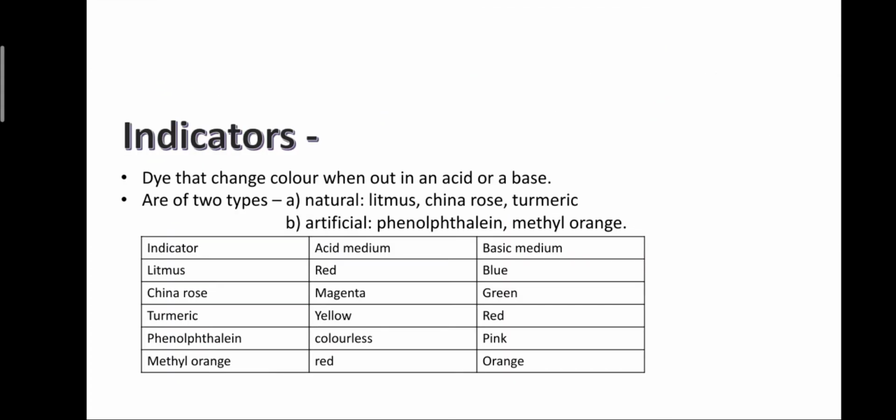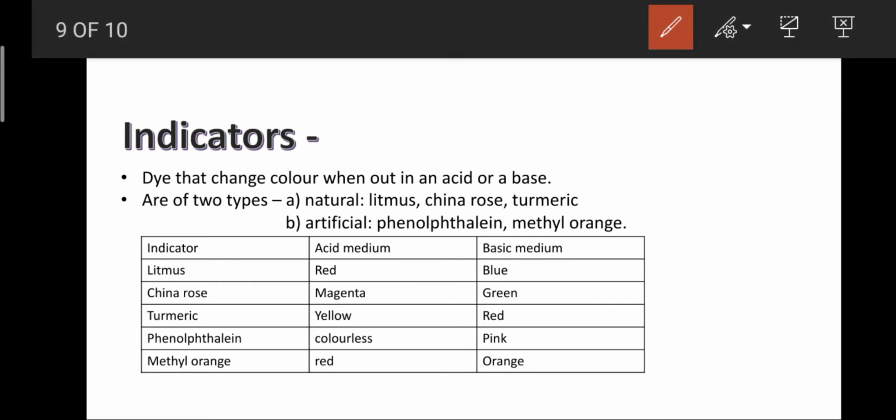Coming further, now we know what acids, bases and salts are, but how will we find out whether we have an acid or a base? We do this generally with the help of their pH, but we can't always carry a pH meter with us. So this is done by indicators. These indicators are dyes or colors. They change color when they are put in acidic medium or basic medium. In short, when they are in acidic medium they have a different color, and when they are in basic medium they have a different color. They are also of two types, natural and artificial.